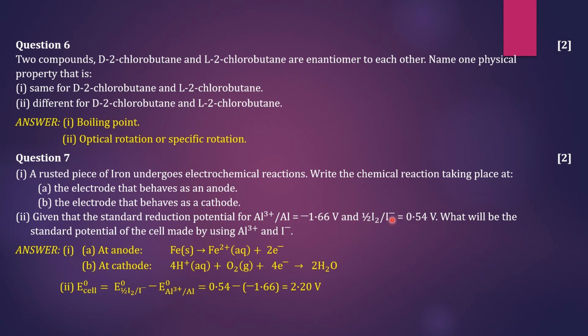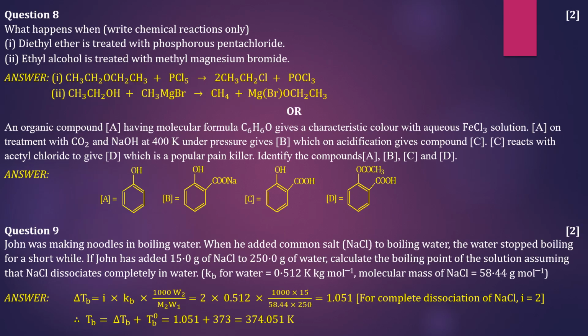So here iodine will be the cathode, aluminum will be the anode, and we know E naught cell is E naught cathode minus E naught anode. So simply the answer you will get is 2.20, E naught iodine system minus E naught aluminum system. Now come to the next one.